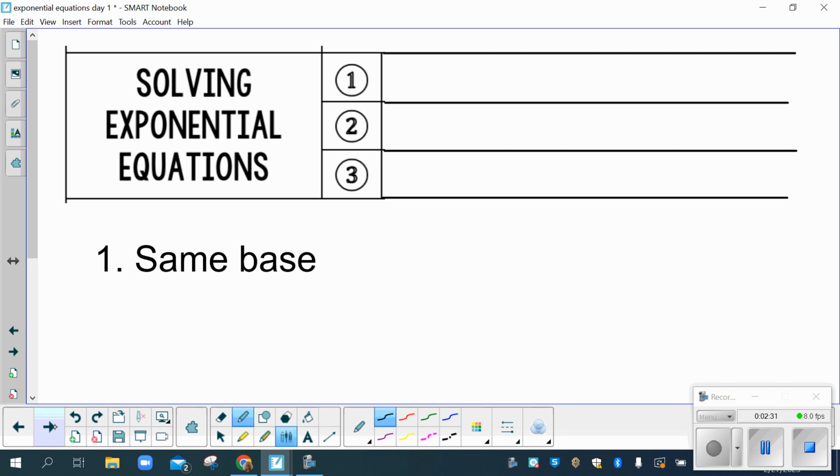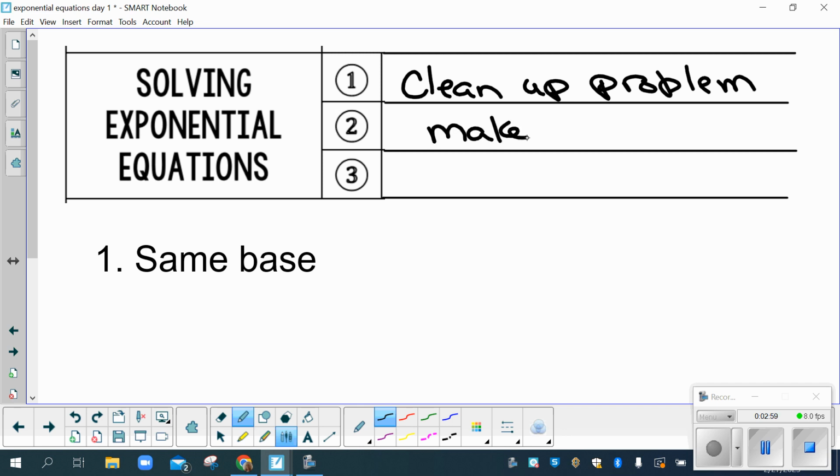Okay? So what we're going to do, the first thing that's going to happen tomorrow, you're just going to write this down. The first thing that we're going to do is clean up the problem. Today, they're going to be clean. They're not going to be messy. What I mean by that is they're going to have stuff all over the place. But today, nice and clean. So we're not going to worry about that. Make bases match. We're going to talk about that in a little bit.